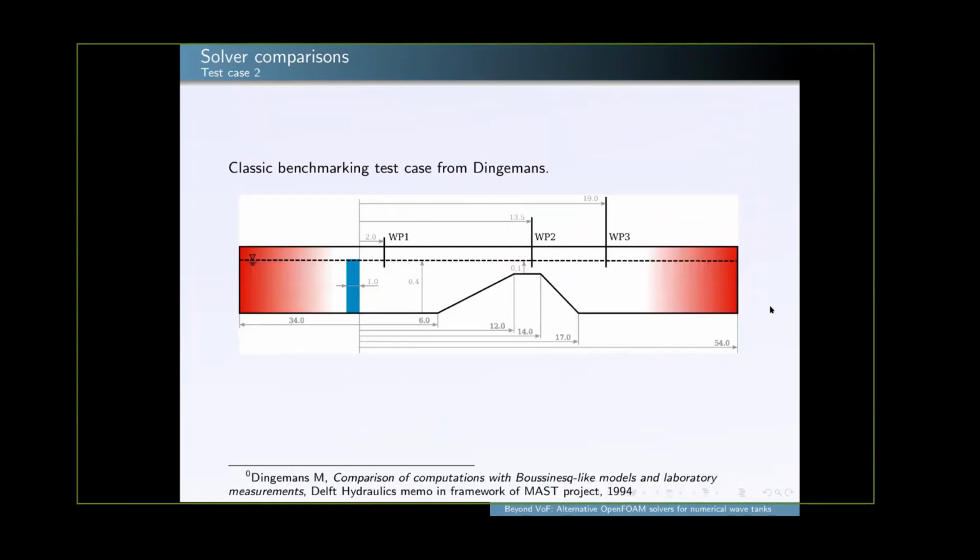Okay, now something a bit more challenging. This is a classic benchmarking case from Dingemans, where we have this kind of shoal, and it's an aggressive shoal. You can see the water depth goes from 0.4 all the way up to 0.1. And you can see that wave probe 1 is just on the flat area, wave probe 2 is at the top of the shoal, and wave probe 3 is on the leeward side.